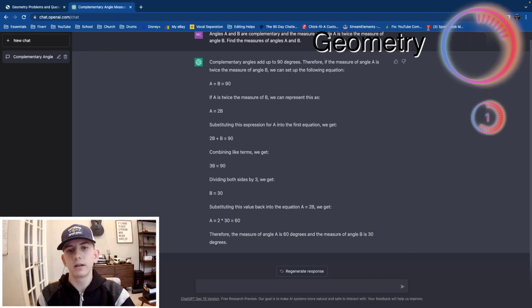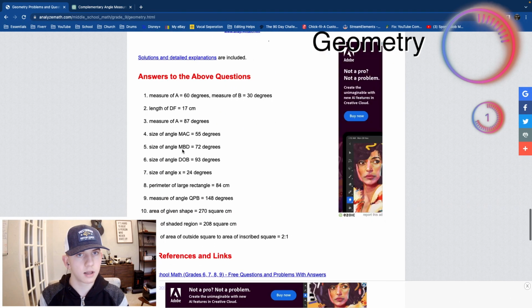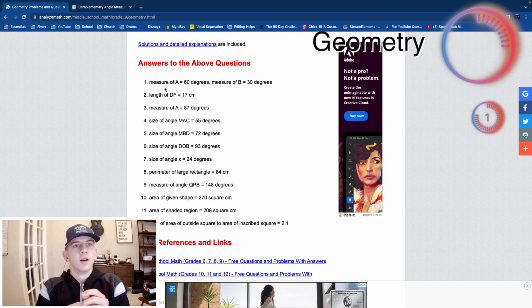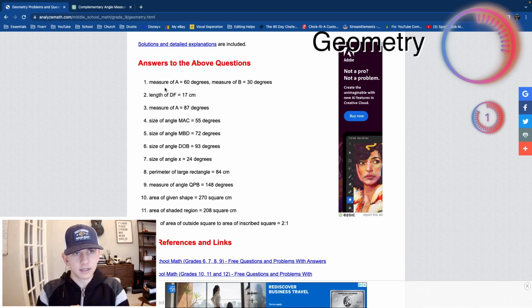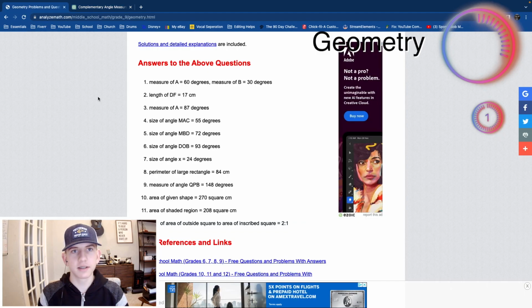So we're going to check this. We're going to go back to this site. There's probably answers. Alright, so here are all the answers right here. It says measure of angle A is 60 degrees. Let's go check if that is right. Yes, the measure of angle B is 30 degrees. That is right. So we got the first question right.